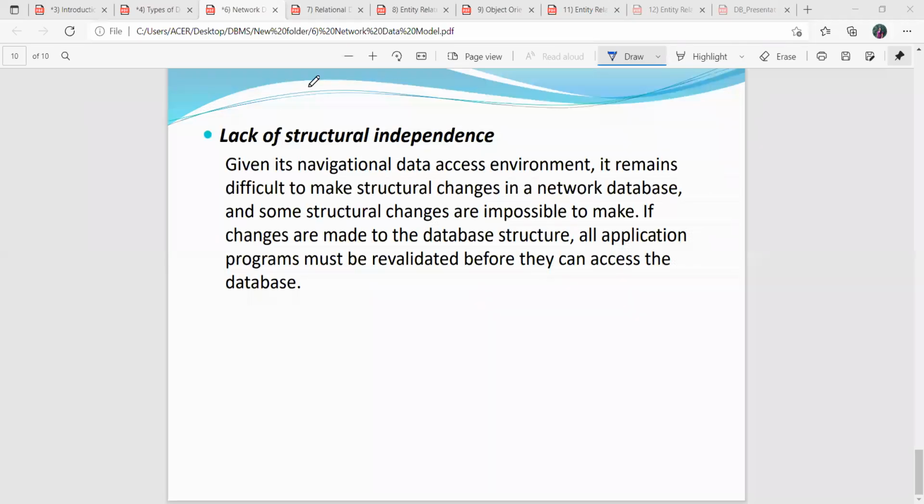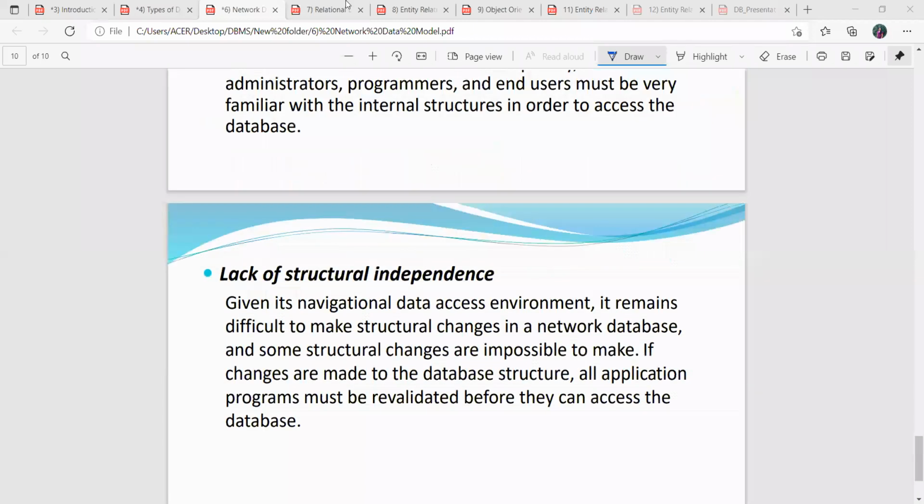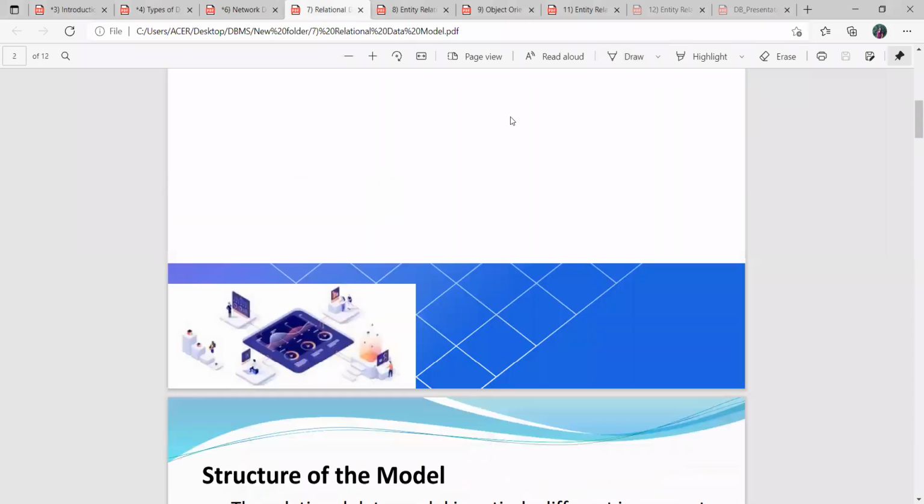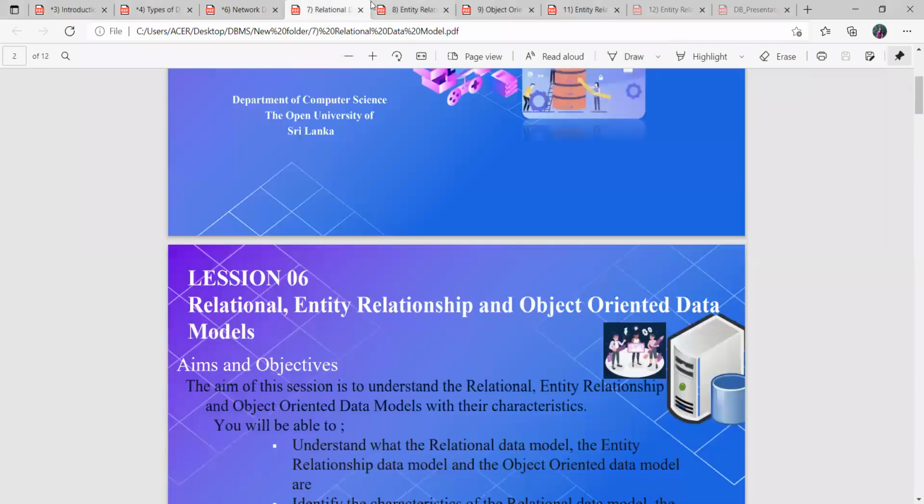Shall we start now? Okay. Can you all see my screen? Okay.